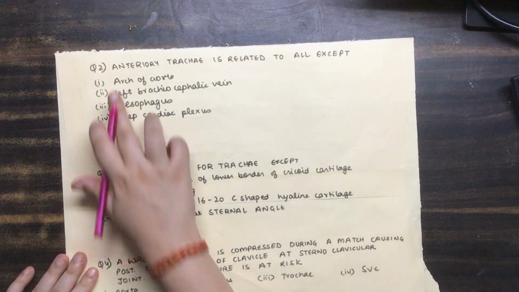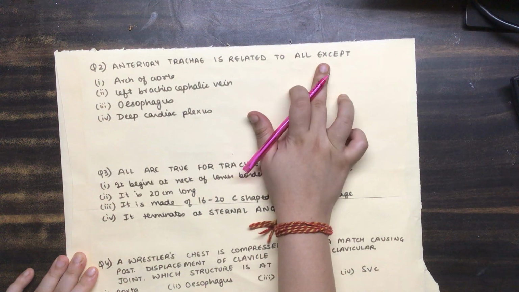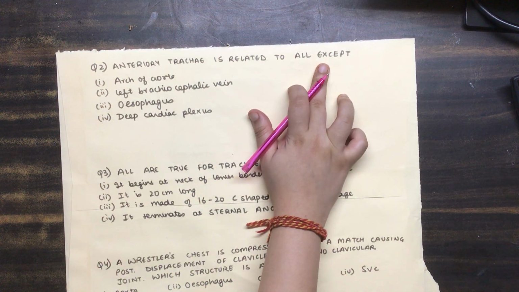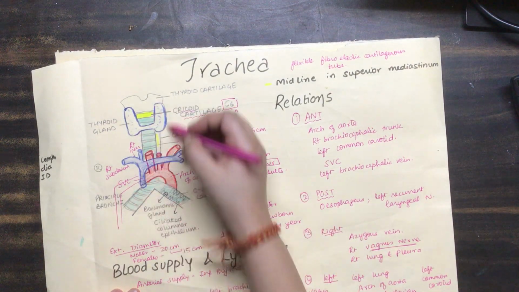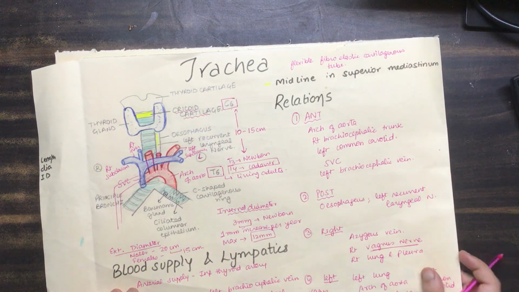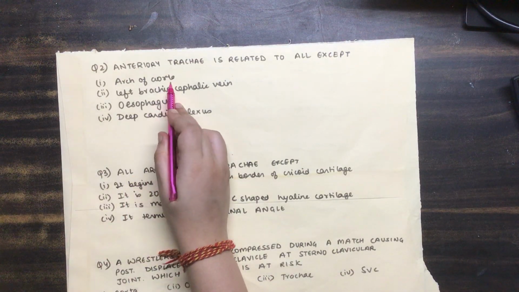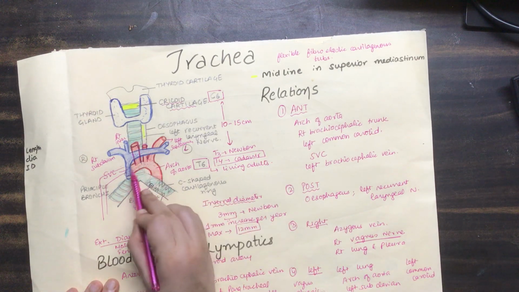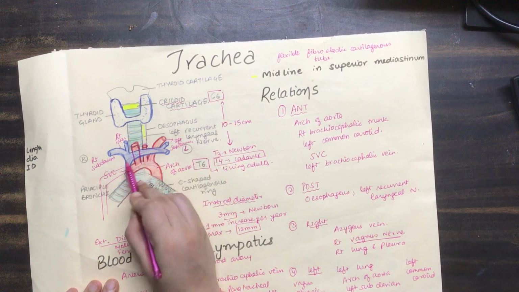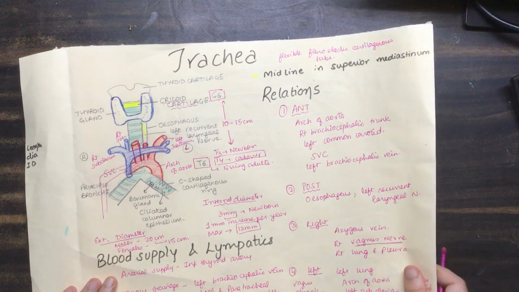Moving to the next MCQ. Anteriorly, trachea is related to all of the following except. So now this is trachea. Anteriorly, you can see what are the structures present. Again with this diagram only, we will find out our answer. First is arch of aorta and the left brachiocephalic vein. I'll show you both of them. Anteriorly only, this is the arch of aorta and this is the left brachiocephalic vein. So both of them are present anteriorly.